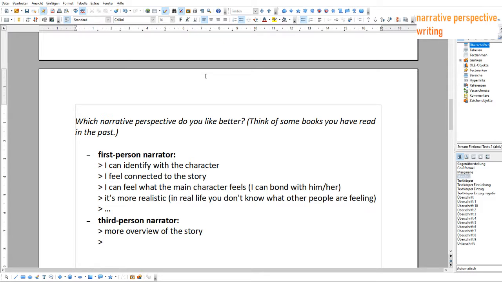Maybe you like that you don't only get to know one character, but you get to know a lot of characters better, and maybe you like that. And maybe you think the story is more interesting that way because you have more than one point of view.